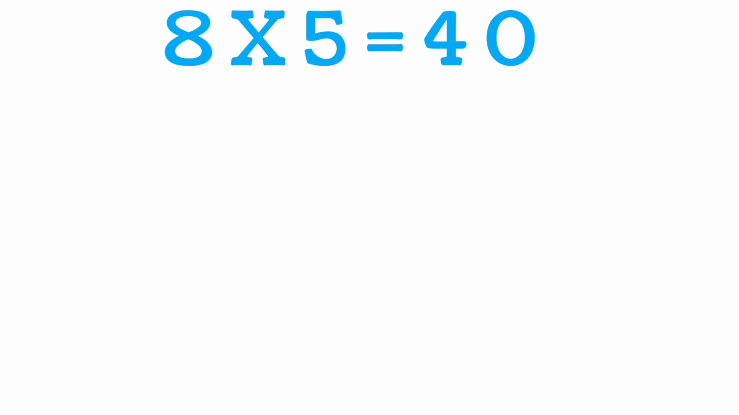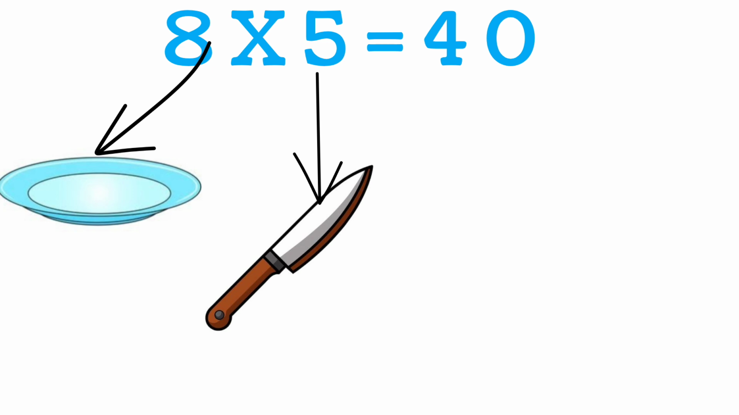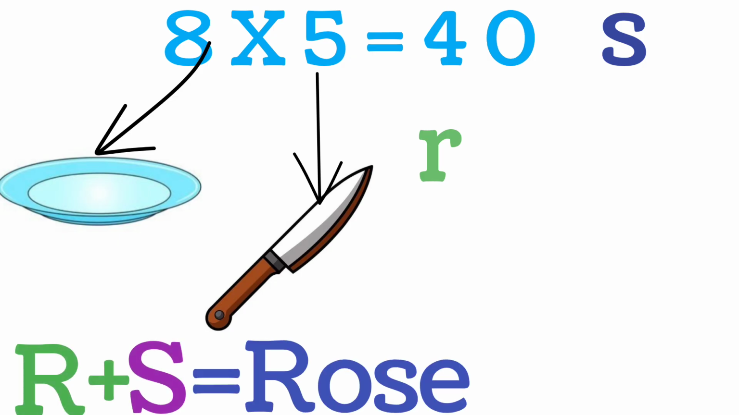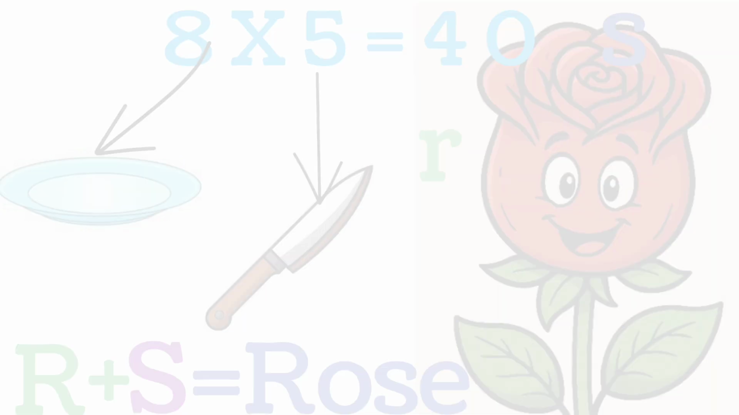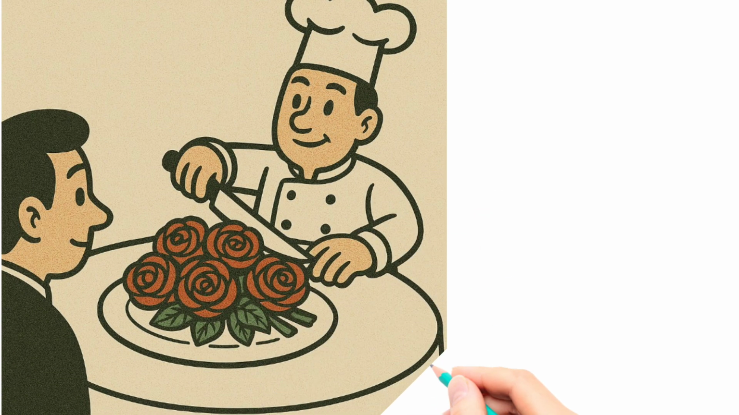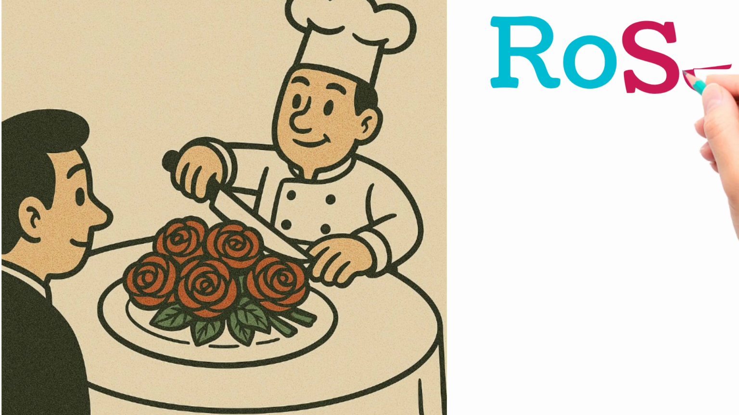8's rhyme is plate. 5's rhyme is knife. Do you remember our number codes? The code for 4 was R and the code for 0 was S. When we join R and S, it makes the word rose. Now imagine, children, in a big restaurant, a chef has served a special dish of roses.